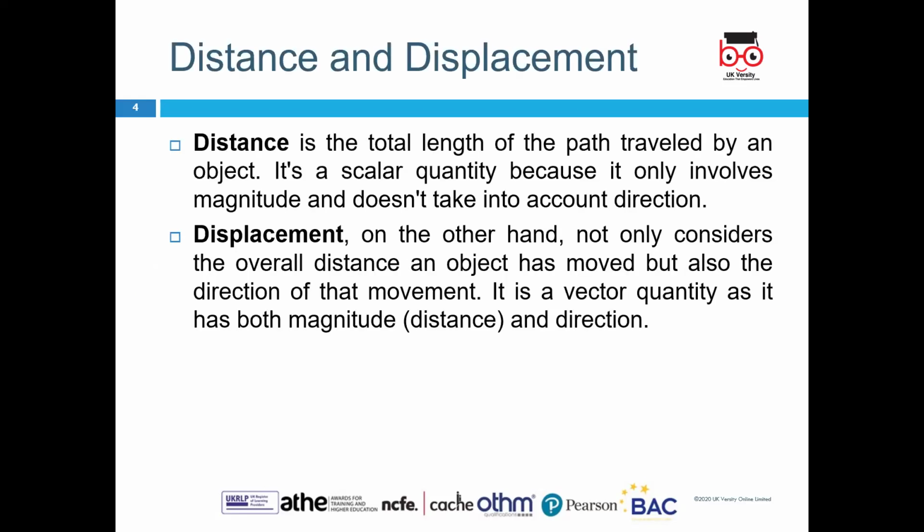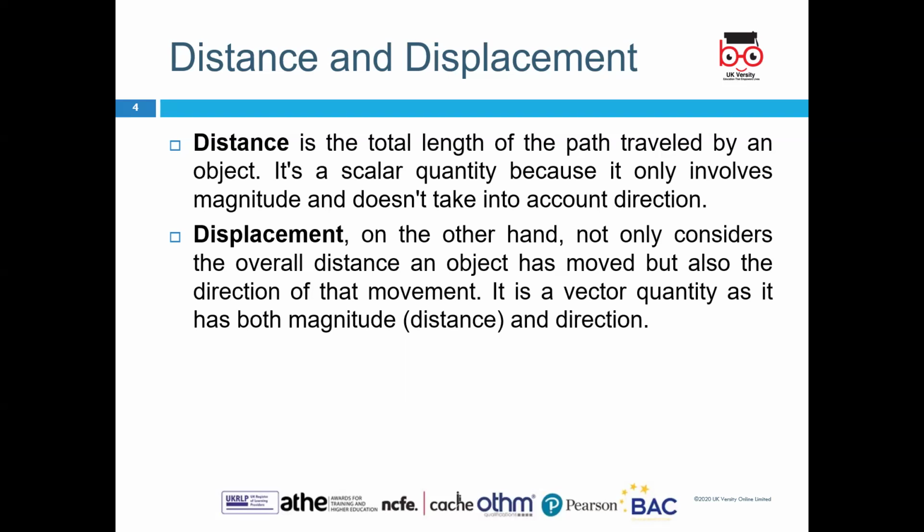So the first thing we need to be aware of is the concept of distance and displacement. Distance is the total length of the path traveled by an object. Distance could be from point 1 to point 2. It could be a straight line distance, it could be circular, it could be a curved distance. So basically it is measured by how much length an object travels. It is a scalar quantity because it only involves magnitude and doesn't take into account the direction.